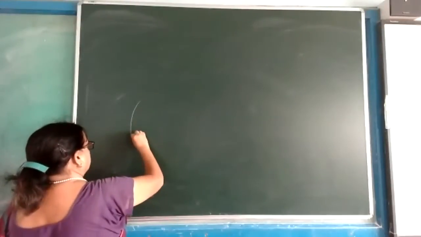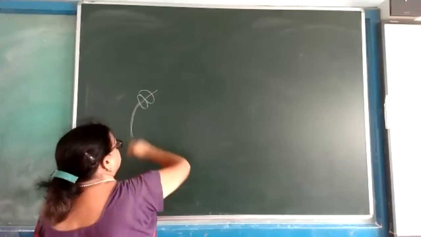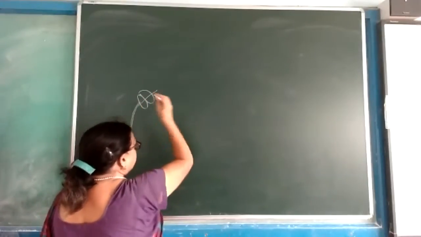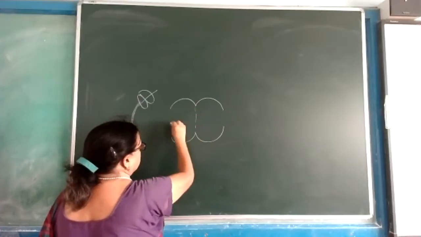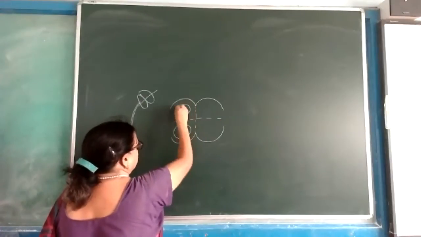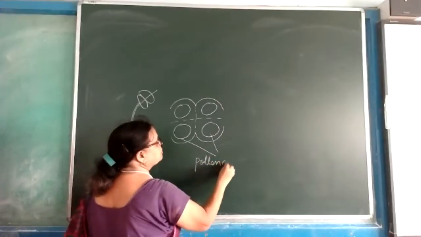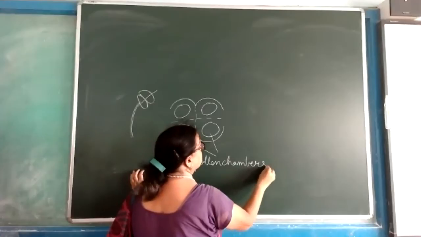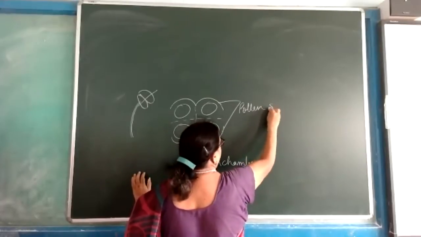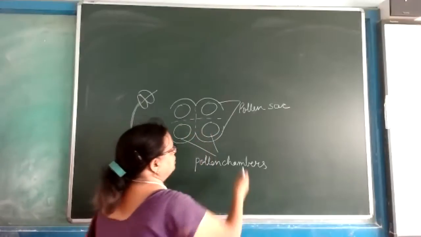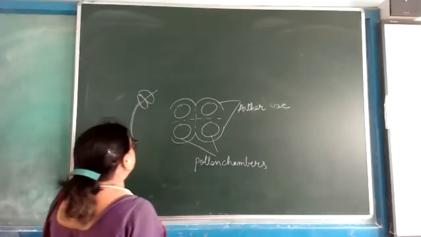Inside the section, pollen chambers. These are the pollen chambers. The anther sac. This is the anther sac.